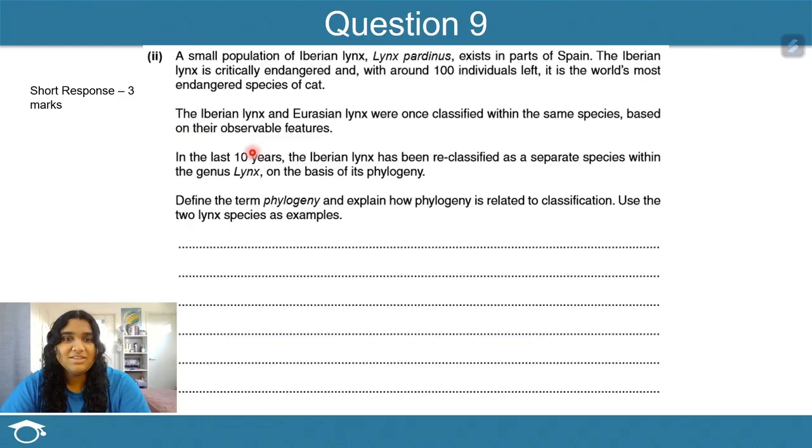In the last 10 years, the Iberian lynx has been reclassified as a separate species within the genus Lynx on the basis of its phylogeny. Define the term phylogeny and explain how phylogeny is related to classification. Use the 2 lynx species as examples. Okay, please pause the question, get that done. Remember, it is worth 3 marks. And I will explain the answer now.